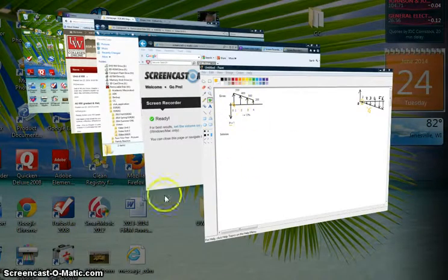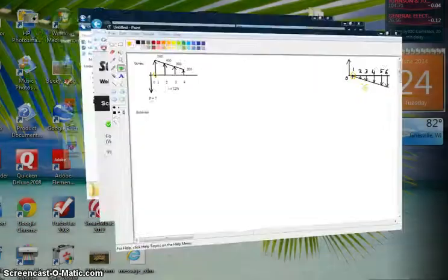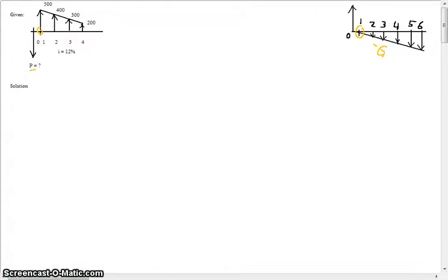Oops, sorry about that. Something happened here. Let's see if we can get back. Okay, sorry, things were switching around a little bit.